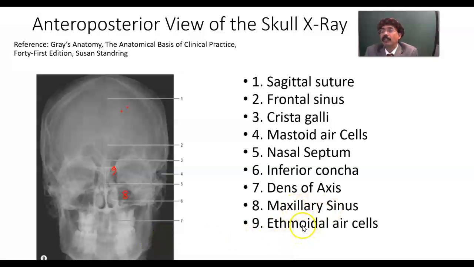Ethmoidal air cells have three groups: anterior, middle, and posterior. The anterior group opens into the anterior part of the hiatus semilunaris. The middle group opens into the middle meatus at the bulla ethmoidalis. The posterior group opens into the superior meatus of the nose. Their number is variable, maybe a few to 25 or 30 air cells.